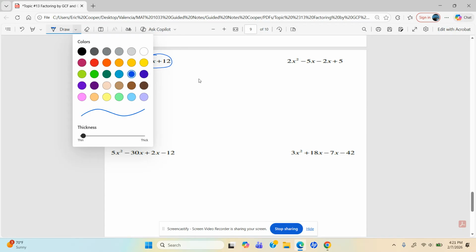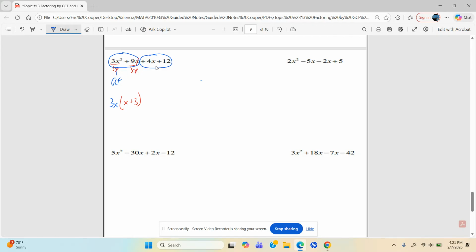Let's do the exact same thing for the second term, 4x and 12. I'm going to look for the GCF. 4 and 12, I can take out a 4. That's the biggest number that I've got. And this one has an x and this one doesn't, so I can't take out anything else with it. So 4 is the GCF of this.